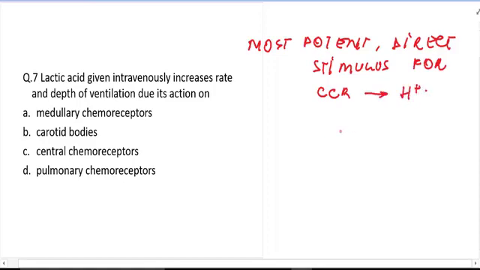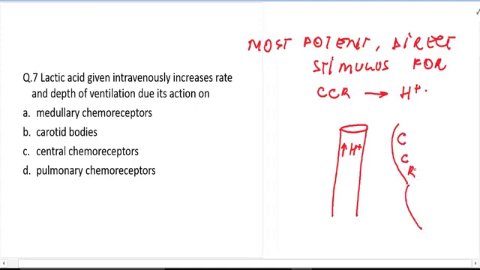But please remember that if there is an increase in H+ in the blood, it fails to act on the central chemoreceptors because present between the blood and the surface of the medulla is the blood-brain barrier. This blood-brain barrier is formed by the tight junctions between the endothelial cells. This H+, which increases in the blood, cannot cross the blood-brain barrier, so it cannot affect the central chemoreceptors, right? But this increase in H+ will be able to affect the peripheral chemoreceptors.